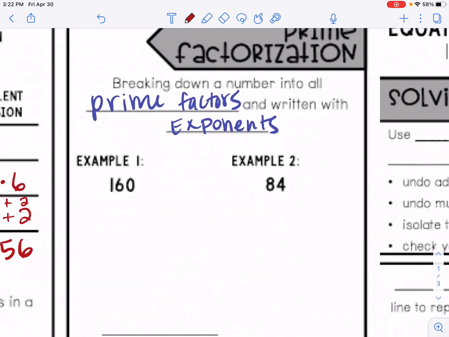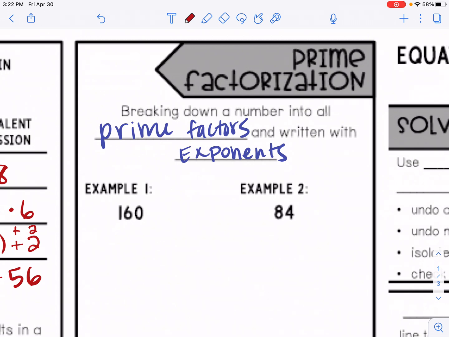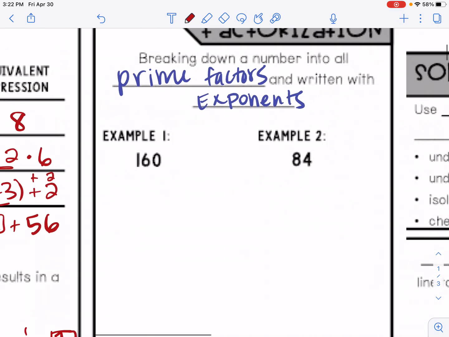All right, prime factorization. When I do prime factorization, I'm really breaking down a number into only prime factors, and then I write my answer with exponents. So for example, I could do 160. Now the first thing that comes to mind is 16 times 10. Okay, so I just broke it down into two things that would multiply together to get that number. Okay, 16 I can break down even further because it's not a prime number yet. So 16 I could do, let's do 4 and 4. 4 times 4 is 16. Now those are not prime numbers, so I have to keep going.